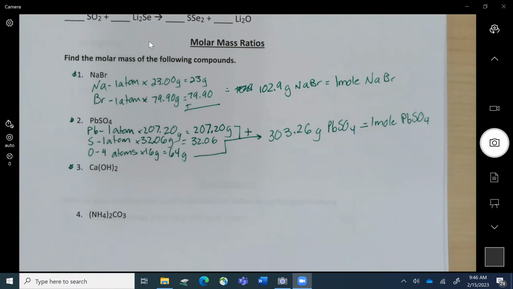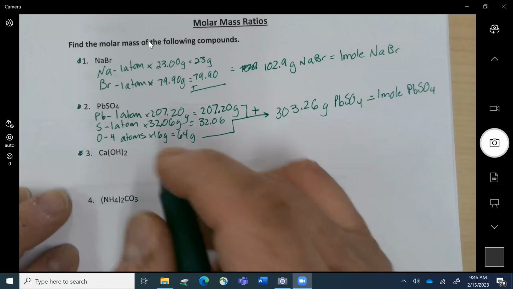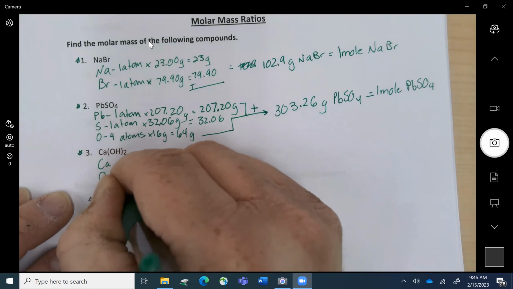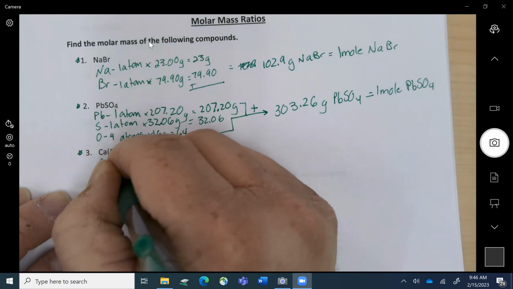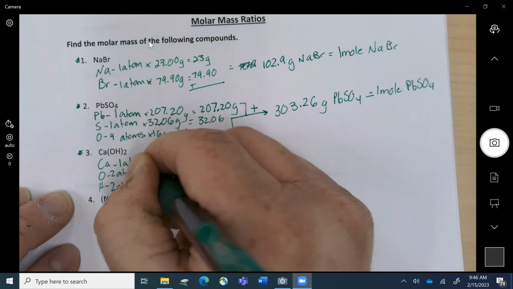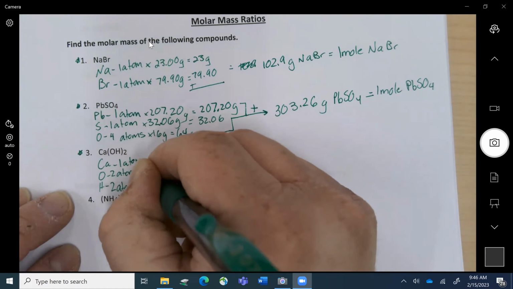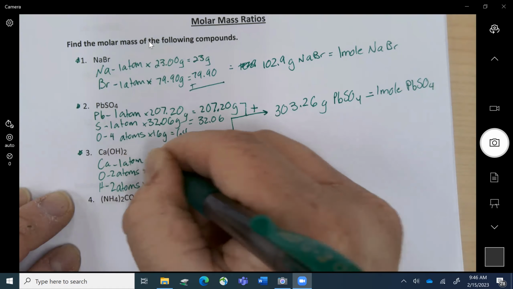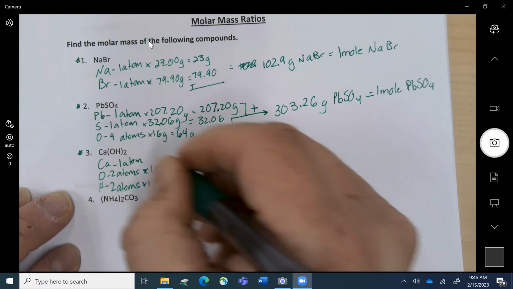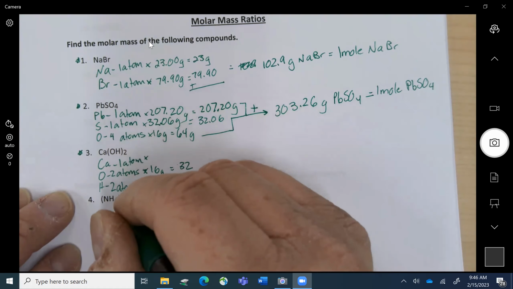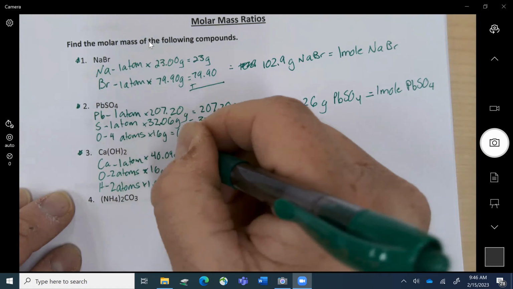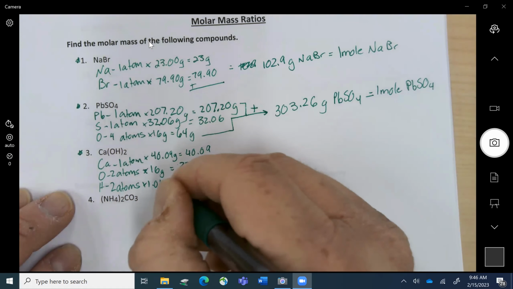All right, the next one is calcium hydroxide. So Ca, O, and H: 1 atom of calcium, 2 atoms of oxygen, and 2 atoms of hydrogen. Oxygen is 2 times 16, which is 32. Hydrogen is 2 times 1.01, which is 2.02. And calcium is 40.09. Add all those up.